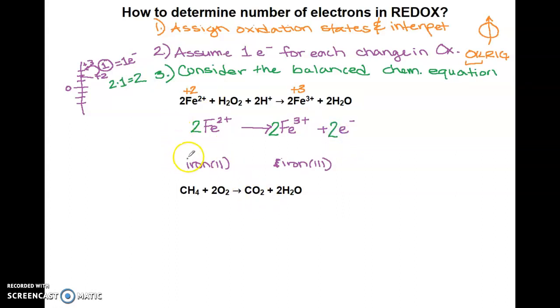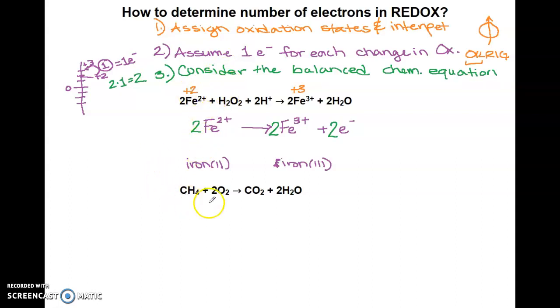And you'll notice for a lot of redox reactions, the number happens to be 2, but that's actually really a coincidence. So you don't want to just assume 2. Because it's a bad assumption. There's no reason to assume 2. You want to assign oxidation states and interpret, assume an electron for each movement of oxidation state, and then consider the overall balanced chemical equation.